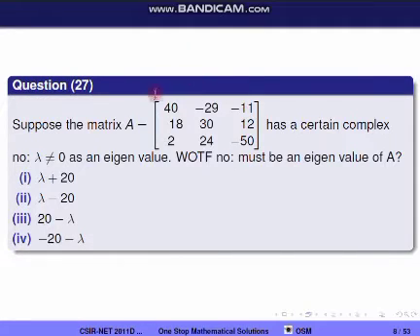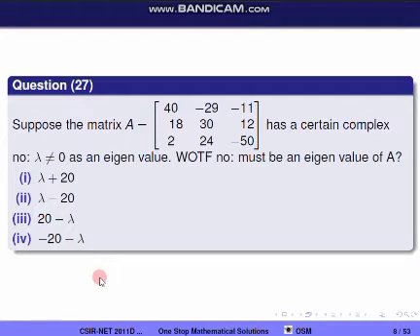Next question, question 27. Suppose the matrix A is equal to [40, -29, -11; -18, 30, -12; 2, 24, -50] and has a certain complex number lambda not equal to 0 as an eigenvalue. Which of the following numbers must be an eigenvalue of A? So they have given this matrix with eigenvalue lambda. We have to find which of the following options is another eigenvalue of A.